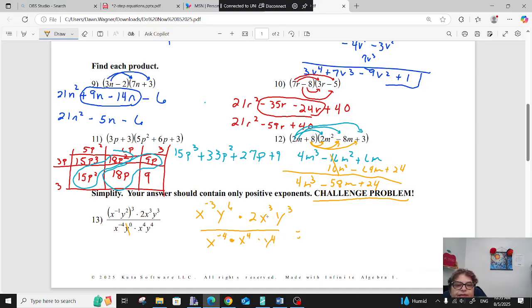X to the negative 3 times x to the third cancels out to x to the 0, so that's just a 1. Y to the 6th times y to the third would be y to the 9th. So the top would just be y to the 9th. Down below, x to the negative 4 and x to the 4th, that's x to the 0, which cancels out to 1. And then I'm left with y to the 4th. When I subtract those exponents, because it's division, your final answer should just be y to the 5th power.